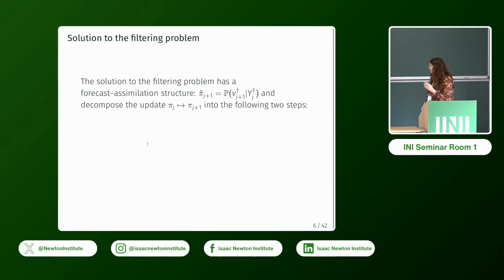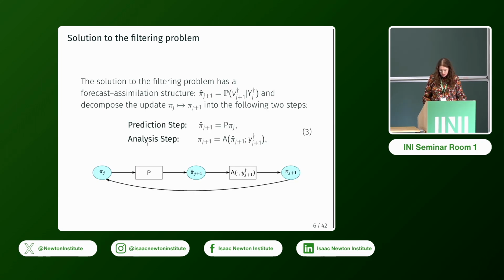Okay, so I'll just write down the solution to the filtering problem. It's not difficult to show, but I'll just give the structure here. So essentially, it consists of this iteration. So we'll call the filtering distribution at time j plus 1 pi j plus 1, and we'll call the forecast distribution at time j plus 1 pi hat j plus 1. So the way this works is that to go to the next, we alternate these prediction and analysis steps.